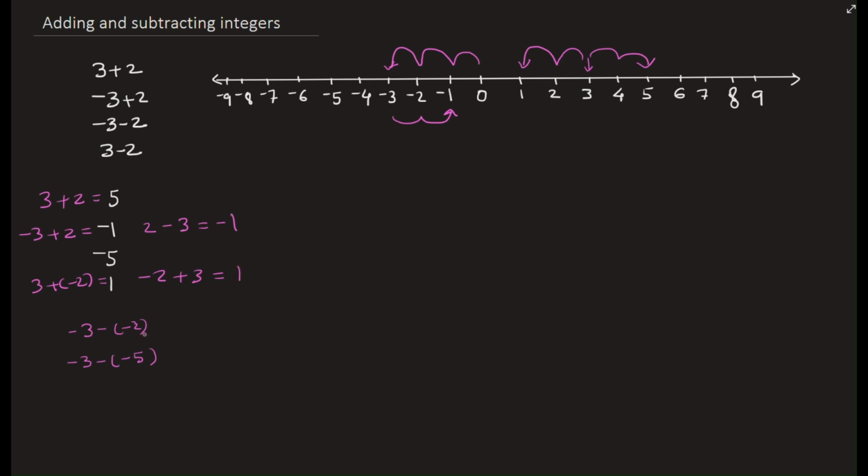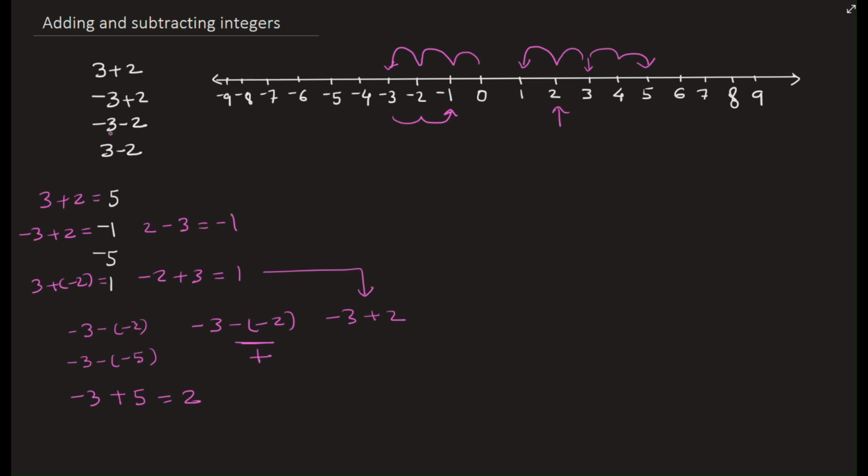Now suppose I have negative 3 minus negative 2. Here two negatives make a positive. If I have two negative signs, it becomes a positive sign, and this equals negative 3 plus 2. If I have negative 3 minus negative 5, two negatives make a positive, so this becomes negative 3 plus 5. So I locate negative 3 on the number line and move 5 units to the right, which is 1, 2, 3, 4, 5. This equals 2.